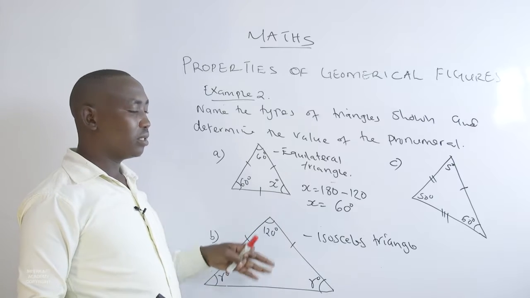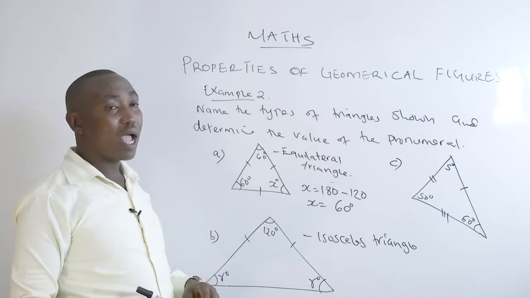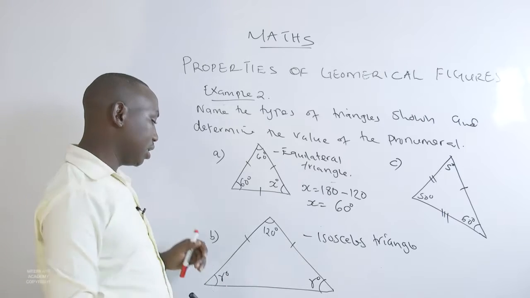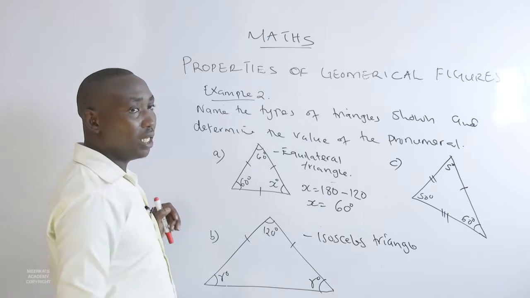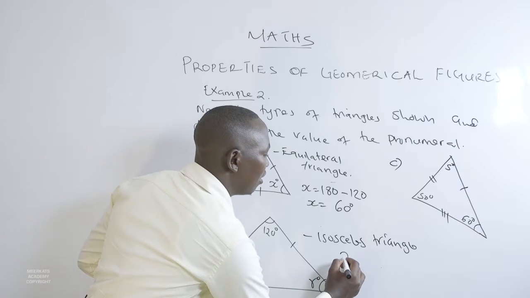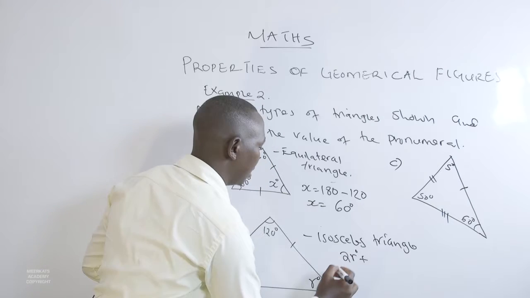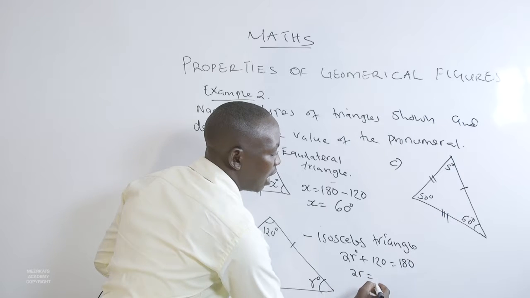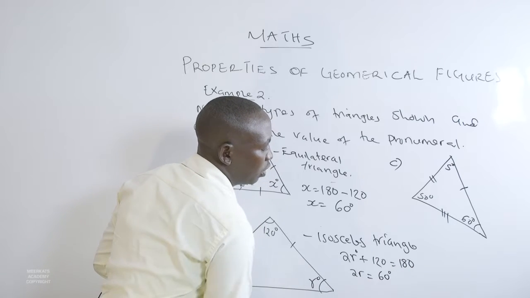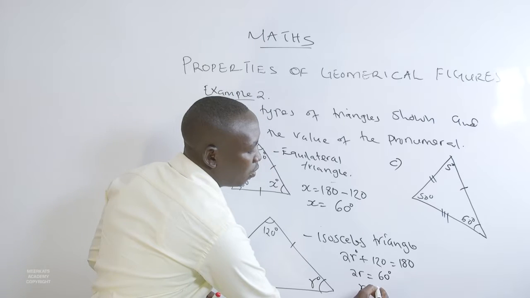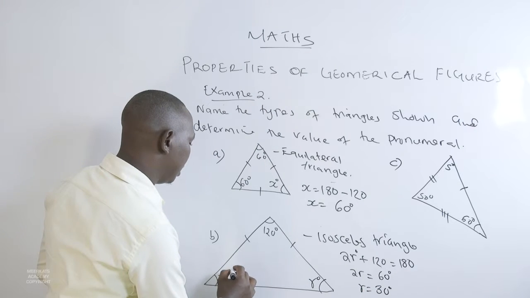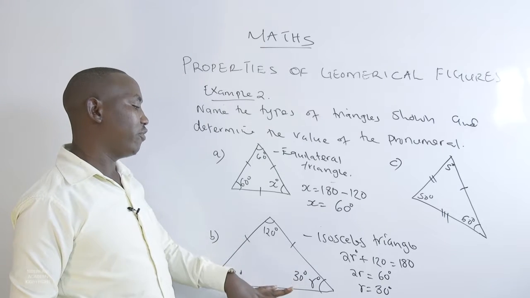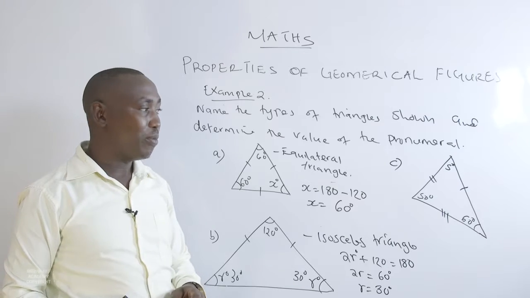And again, given that this is a triangle, when you sum up all these angles, you must get 180 degrees. So when you take R plus R, that gives us 2R degrees, plus 120 will give us 180. So this means 2R will be equal to 180 minus 120, which will be 60 degrees, and therefore R will be equal to 30 degrees. So this is 30 degrees, this is 30 degrees. So we have found the value of that particular pronumeral.